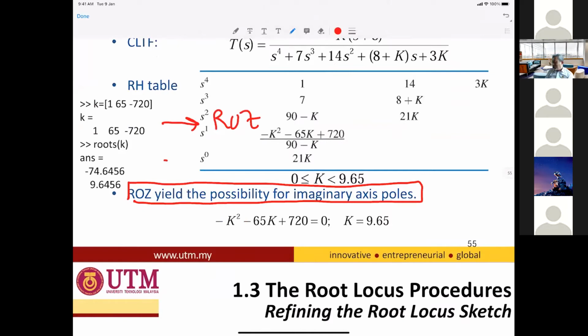Did I answer your question? For further reading, you can read the Norman Nise book chapter. There is an explanation of it in the Norman Nise book chapter.